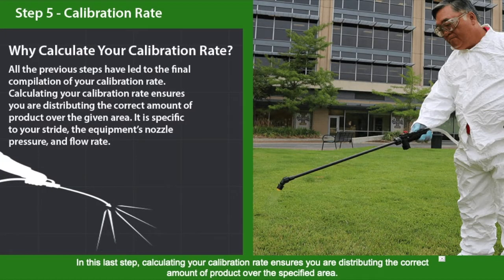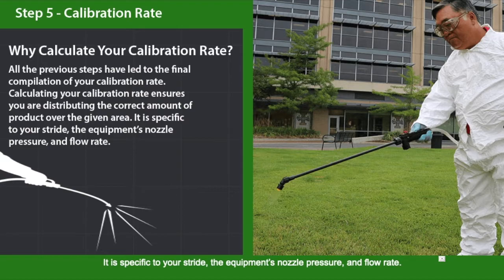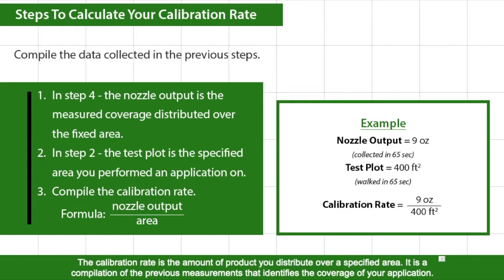In this last step, calculating your calibration rate ensures you are distributing the correct amount of product over the specified area. It is specific to your stride, the equipment's nozzle pressure, and flow rate. The calibration rate is the amount of product you distribute over a specified area. It is a compilation of the previous measurements that identifies the coverage of your application.